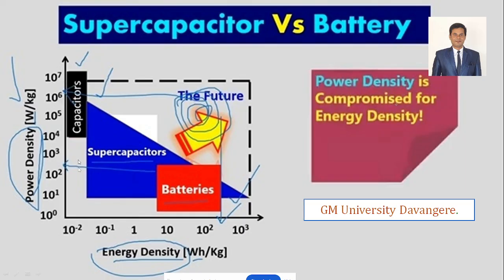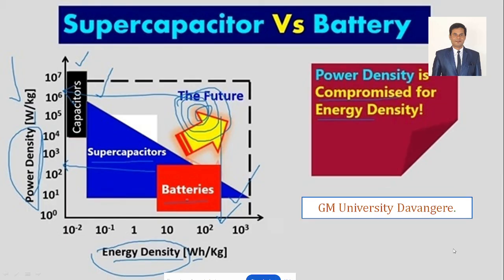So this picturization will tell us that the capacitor may have high power density, and then you have to compromise with the energy density. When you talk about the batteries, it is vice versa. The batteries will have very less power density.